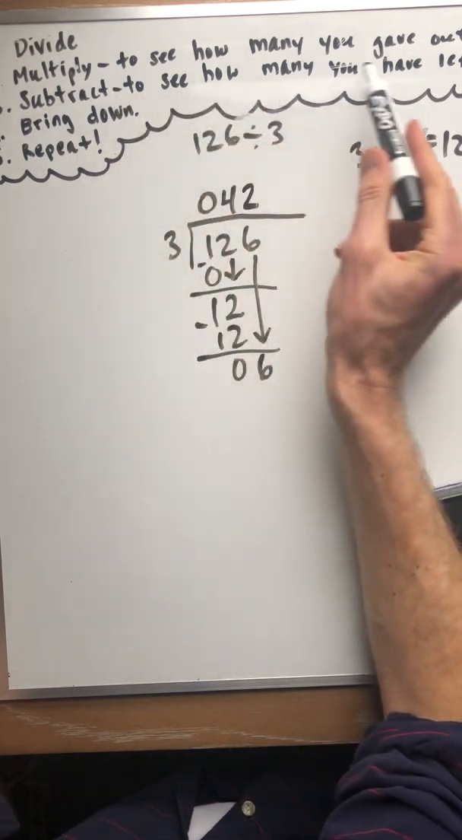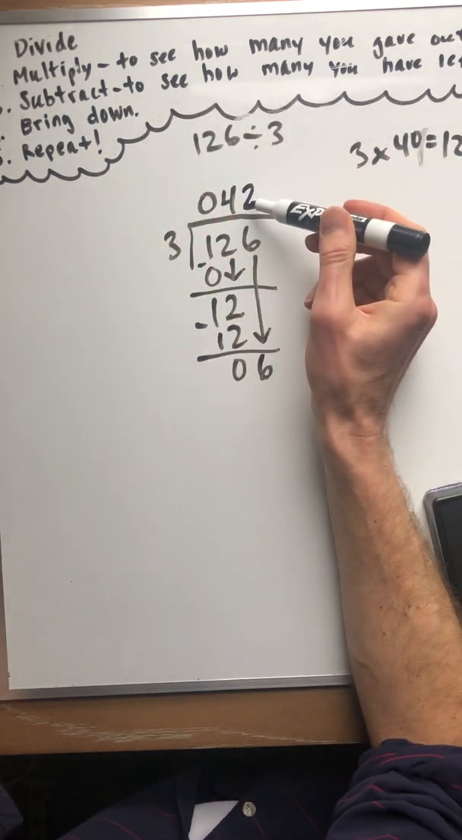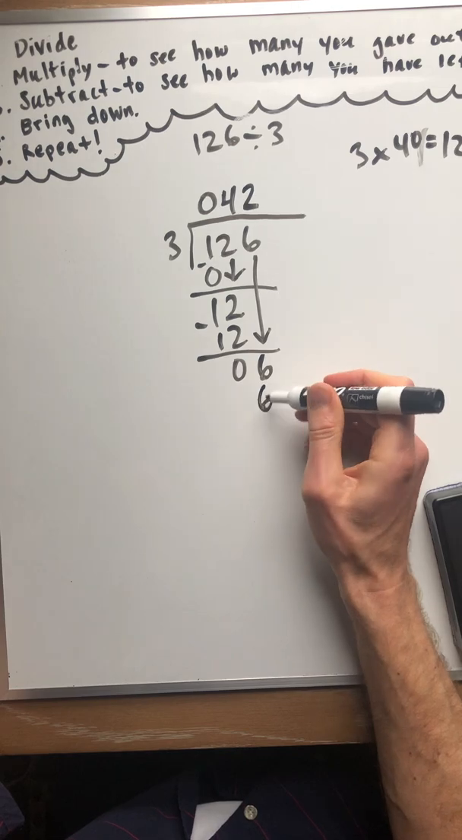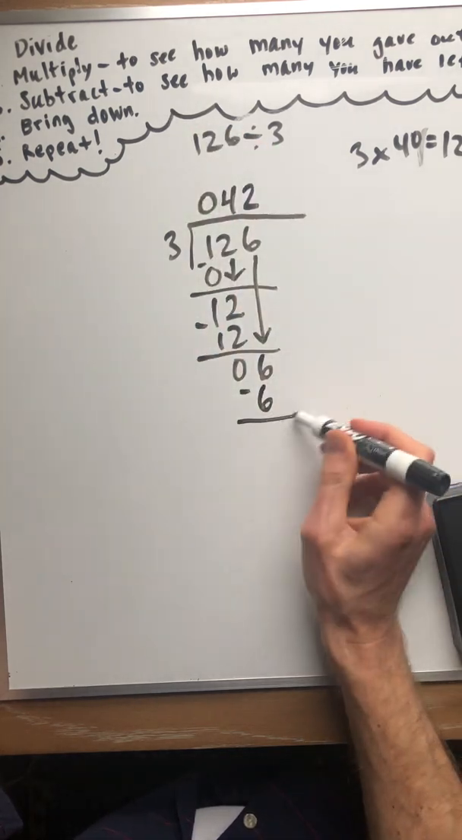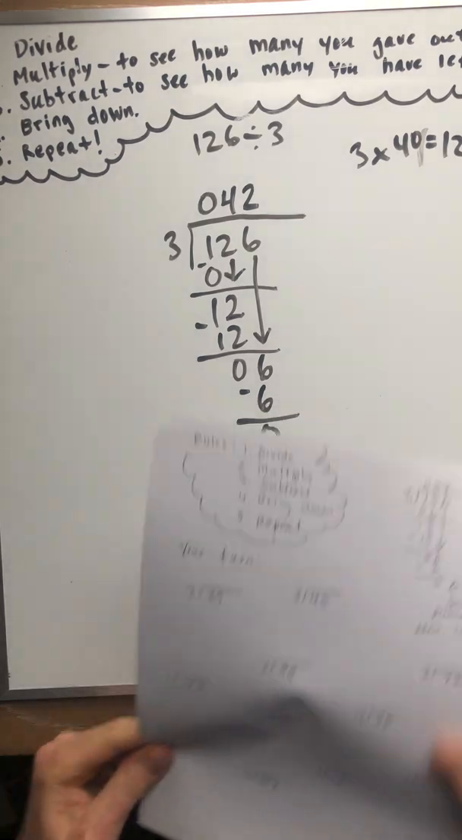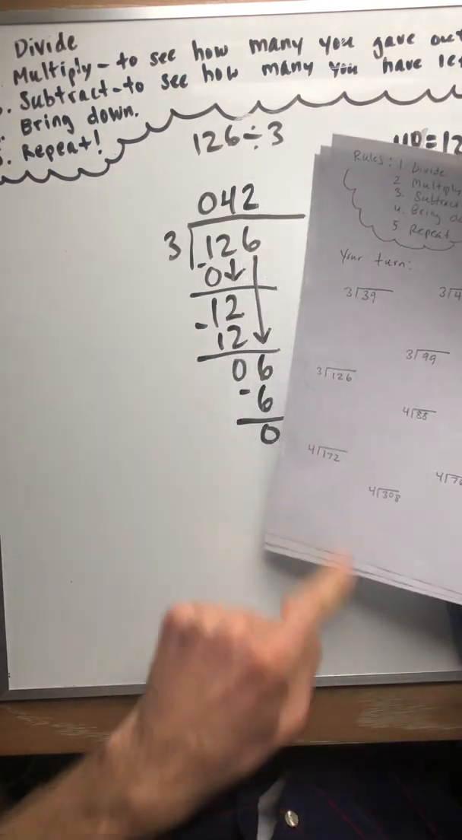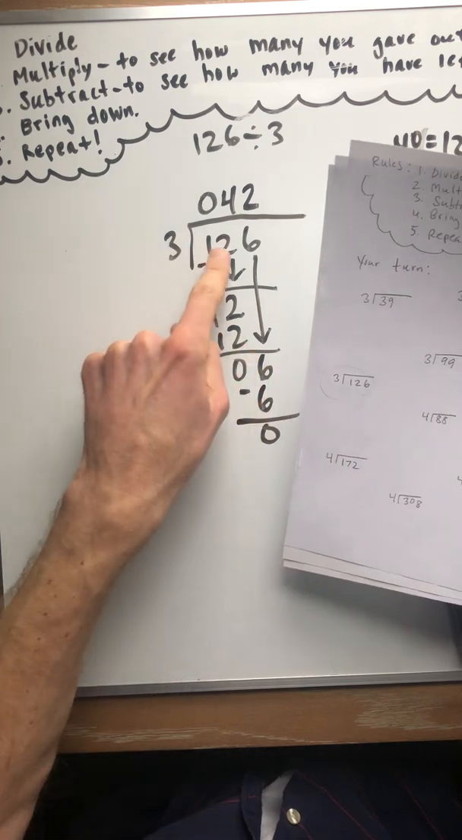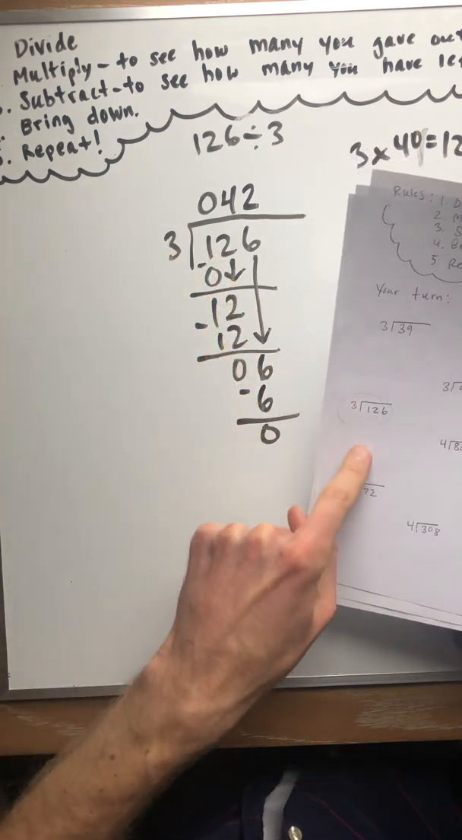And now we multiply to see how many she gave out. Okay, how many did she give out? Well, 2 times 3 is 6. She gave out 6. Subtract to see if she has any left. Nope, none left. So that's the answer to that one, 42. So I just solved that one for you. But please don't just write 42 up there. You have to write down all of these numbers.